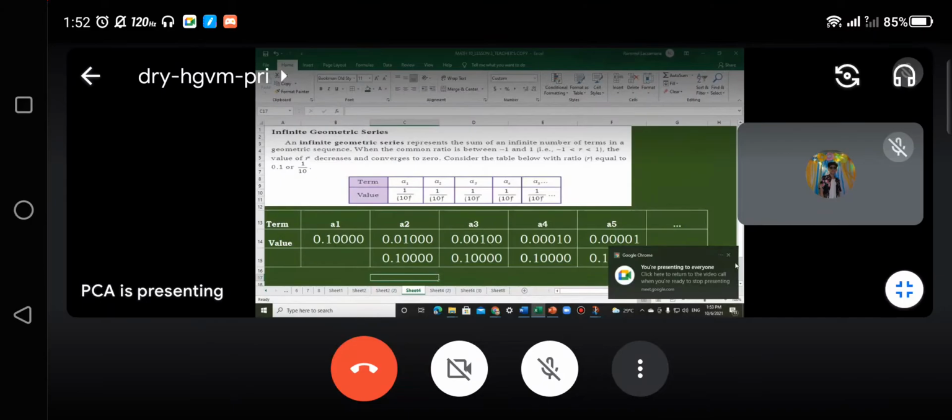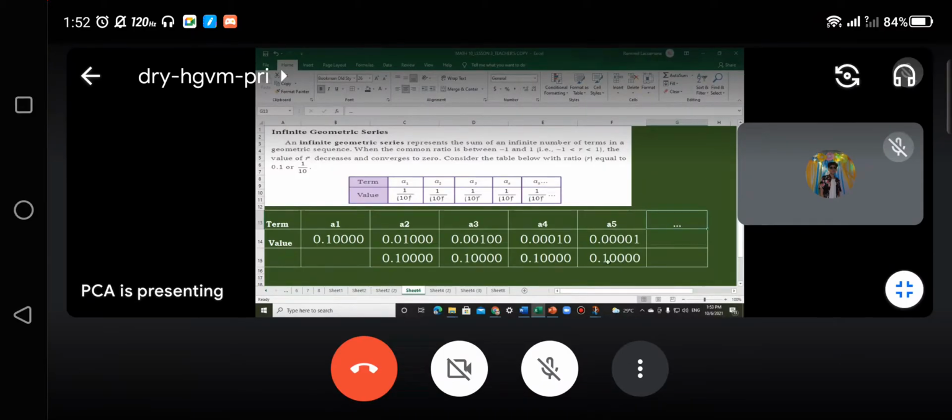Okay, we go now to the infinite geometric series. Let's study. Infinite geometric series, what do you mean by that? So, eternity, you're adding it. Can you add eternity? Of course, you cannot. It's like this.